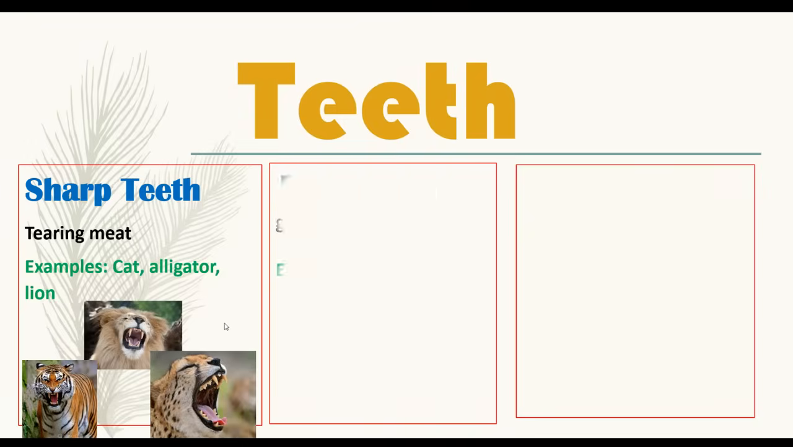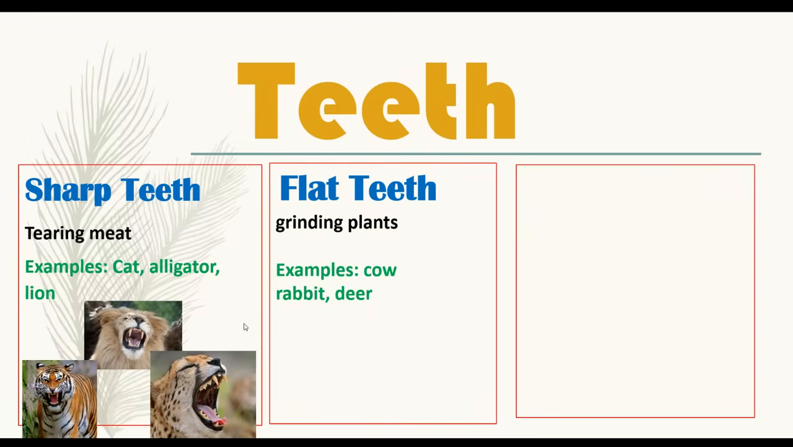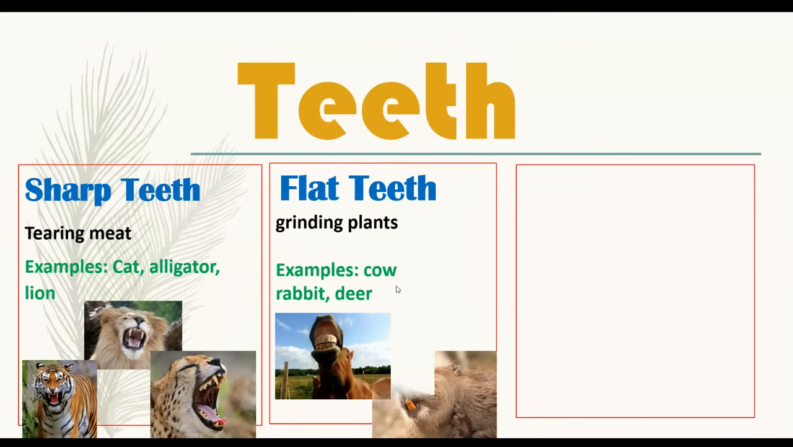Then we have animals that have flat teeth, which are for grinding plants. What you need to know is that flat teeth are for plants. For example, cows, rabbit, deer. Again, these are just two examples of flat teeth. The horse, a beaver, again, these are animals that only eat plants.